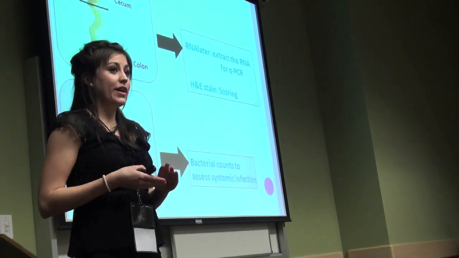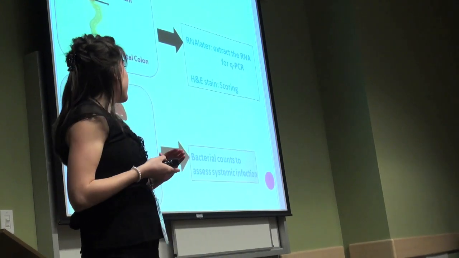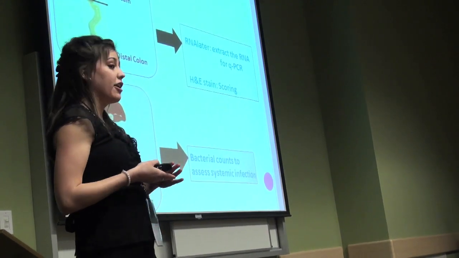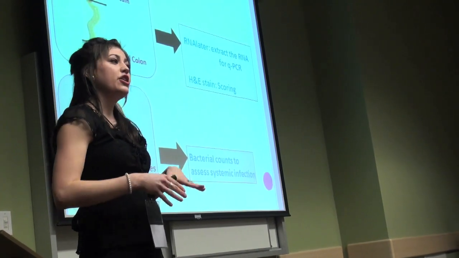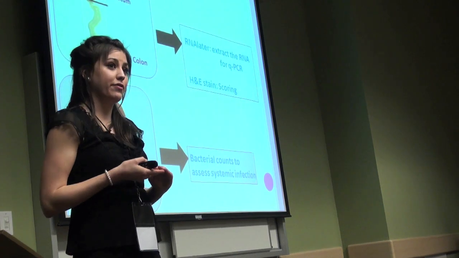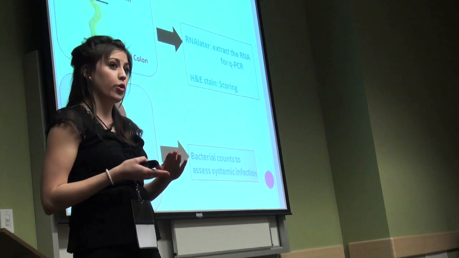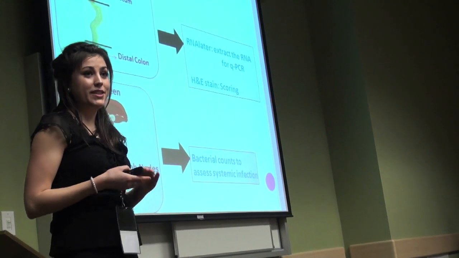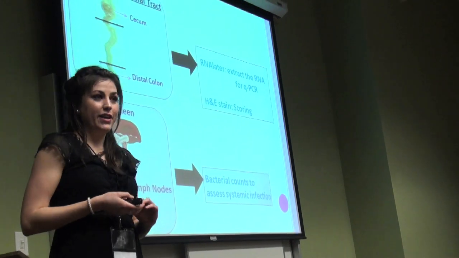So we collected the lower gastrointestinal tract, including the cecum and the distal colon, and these were put into RNAlater, and this just preserves the tissue so we can extract the RNA for qPCR, or quantitative polymerase chain reaction. This just allows us to look at the level of gene expression of various inflammatory mediators. And we also H&E stained the tissue so we can score it for damage. We also collected the spleen, which filters the blood, and the mesenteric lymph nodes, which filters our lymphatic fluid, to assess if the infection had gone systemic.